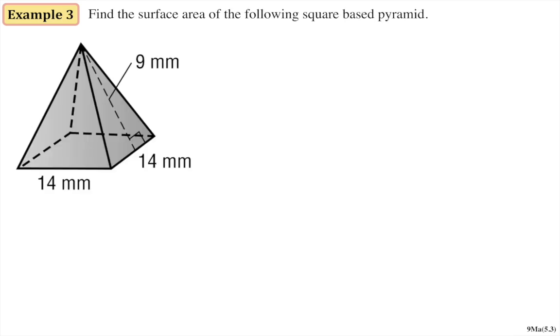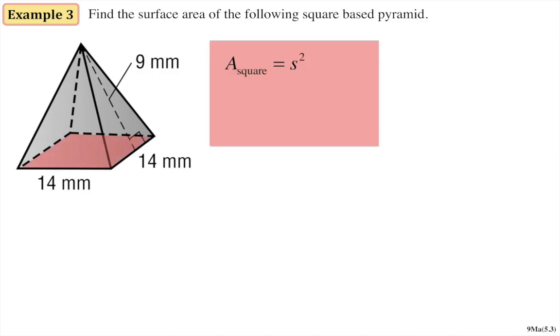Let's look at example 3. A square-based pyramid. Well, let's focus on the square on the bottom. The area of a square is just the side length squared. 14 times 14 is 196 millimeters squared in this case. Now with this particular pyramid, because the base is a square, and we're assuming the tip is in the middle of the square, the tip of the pyramid, we are going to say that each of the triangles on the side are exactly the same as each other.